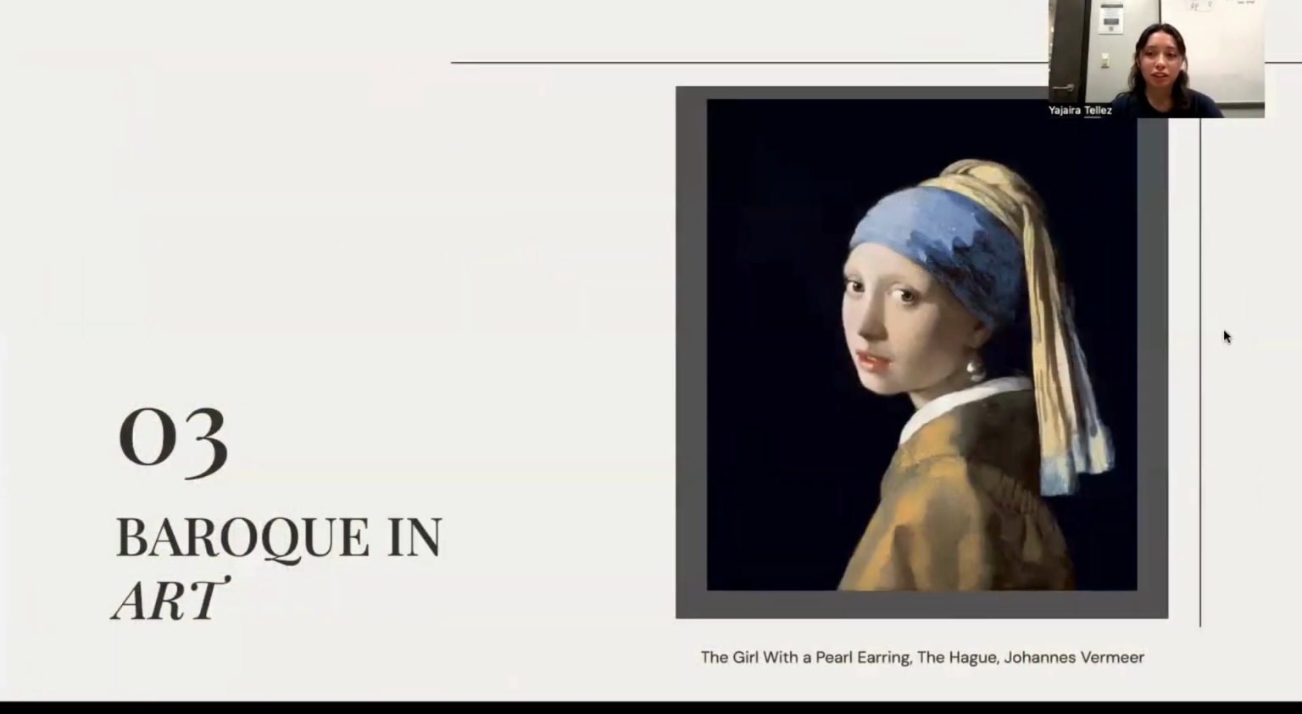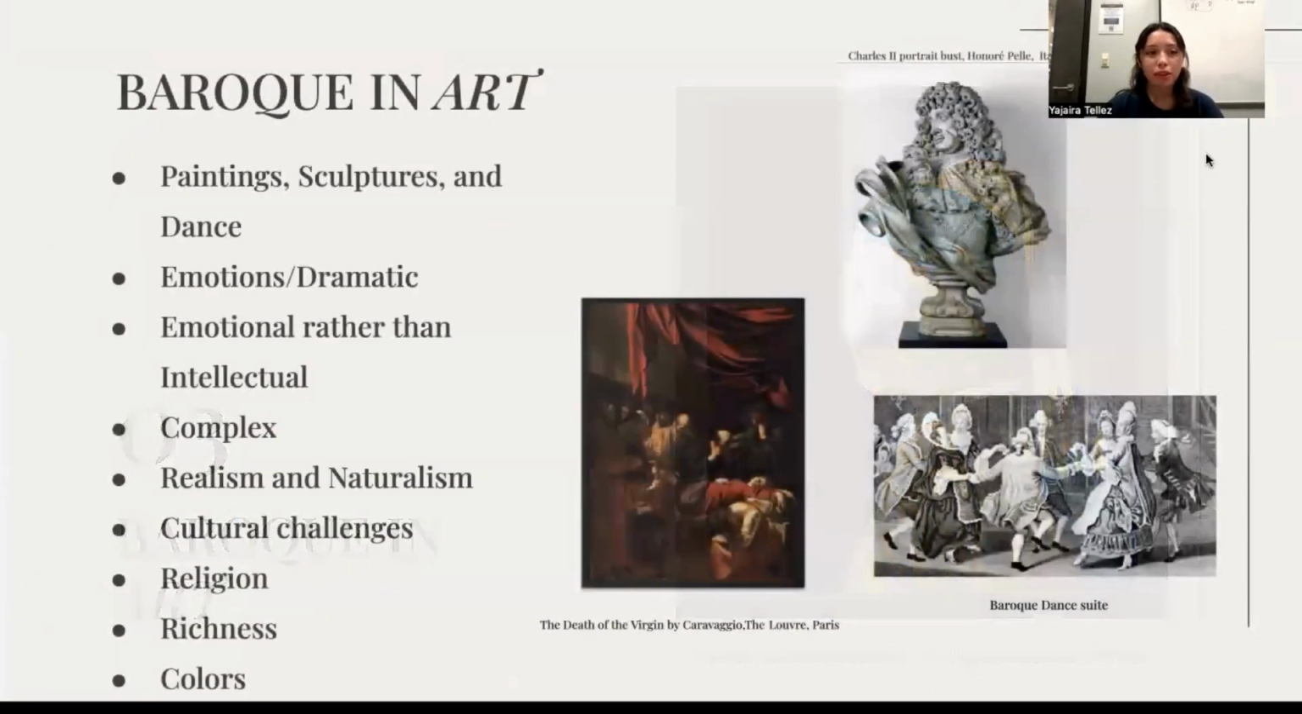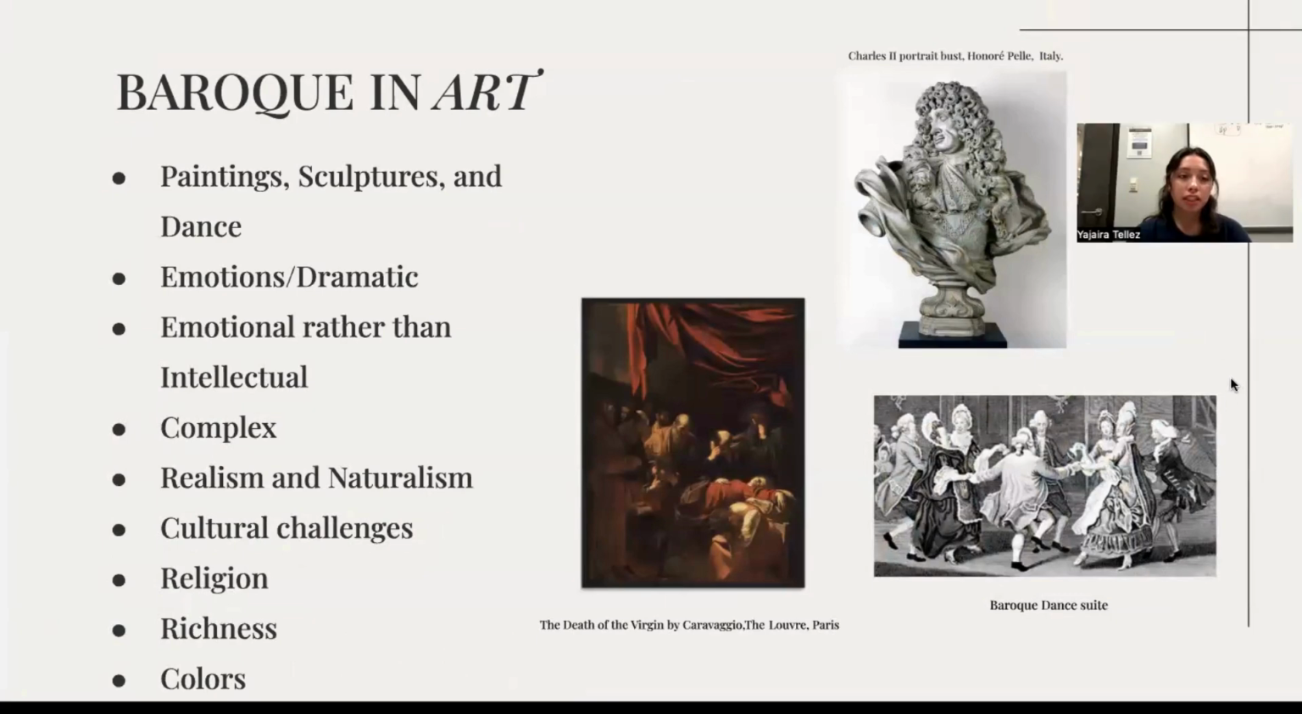This is Baroque in art. Baroque in art contains paintings, sculptures, and dance. It is emotional and dramatic. It is emotional rather than intellectual. It is complex. It shows realism and naturalism, cultural challenges, religion, richness, and colors.